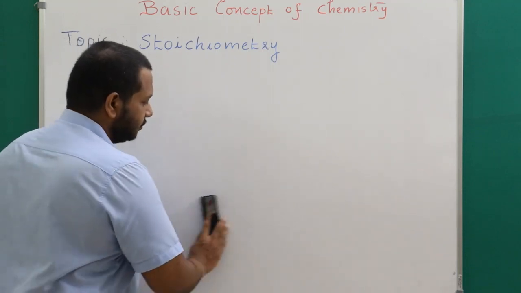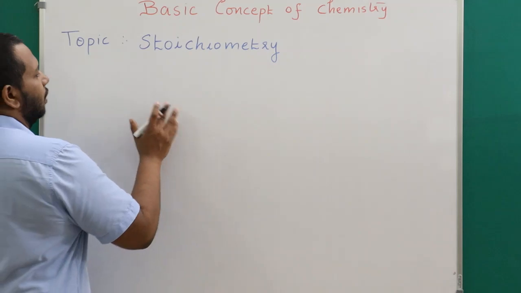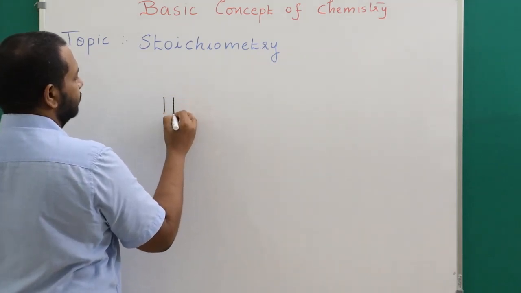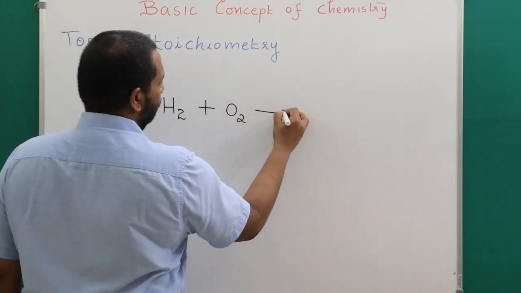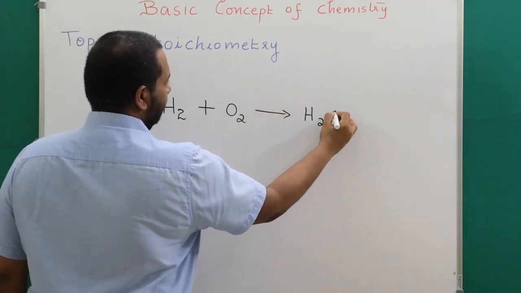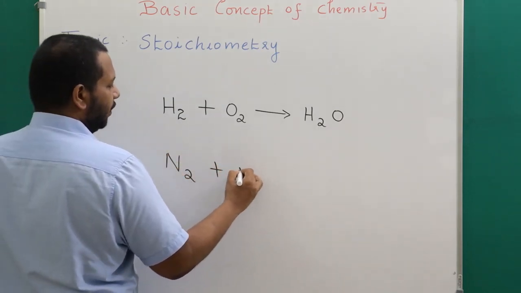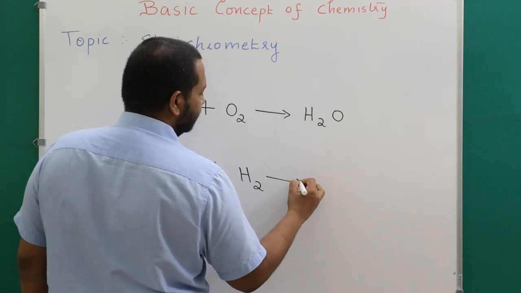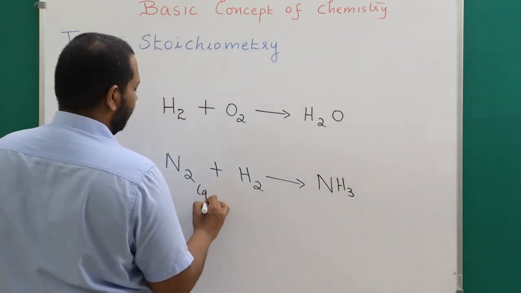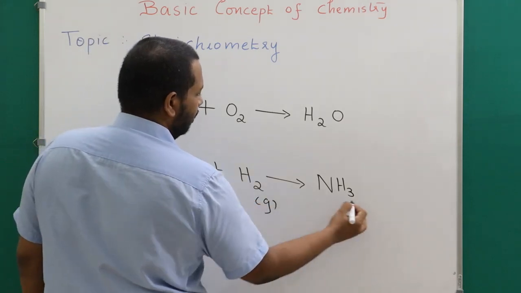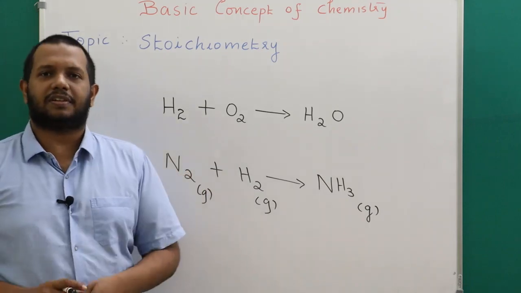Okay, so for an example I am taking our fundamental example, hydrogen H2 plus O2 giving H2O. This is one example I am taking, and we know this also, nitrogen N2 plus H2 giving NH3, ammonia. This is all in gas. Okay, you can see this example.